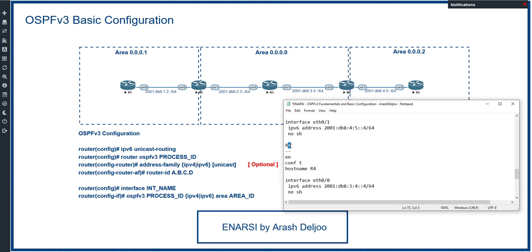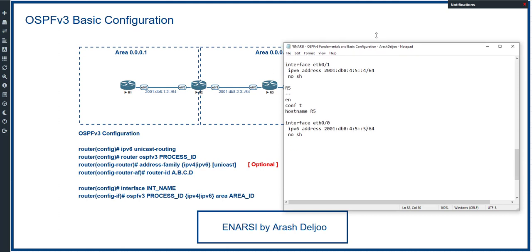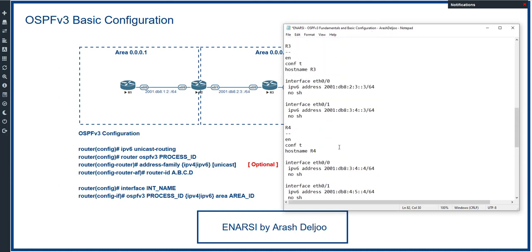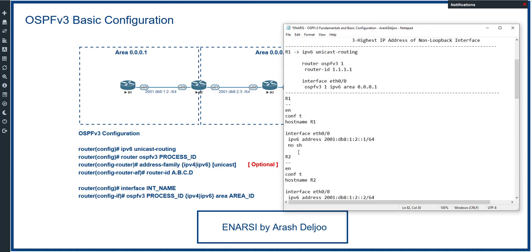Hostname is R5, and interface ETH0/0's IPv6 address is 2001:db8:45::5/64. This is the first part of our configuration. Now let me configure OSPF starting from router 1. Look at here, starting from router 1.